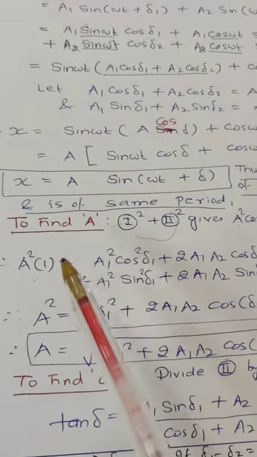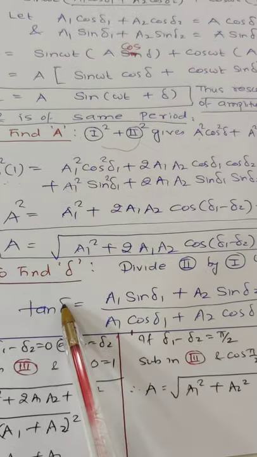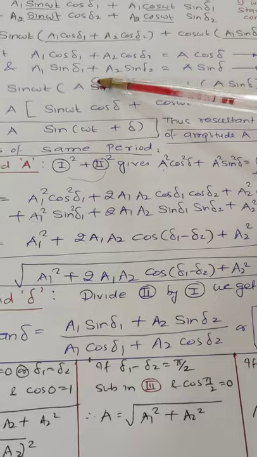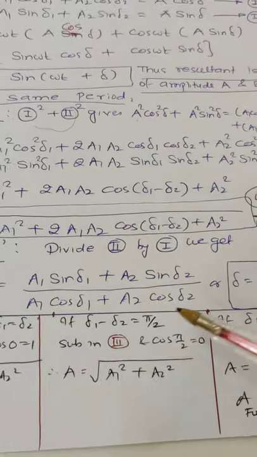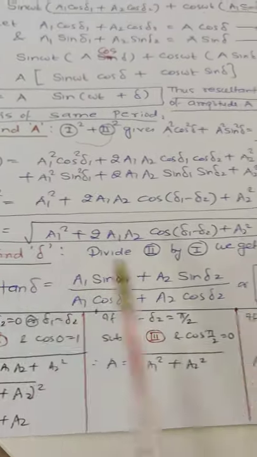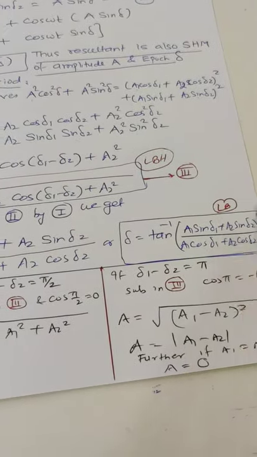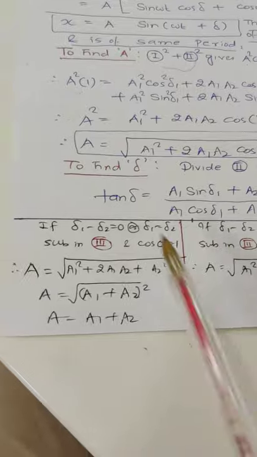tan delta. Sin delta upon cos delta is tan delta, equal to A1 sin delta 1 plus A2 sin delta 2 upon A1 cos delta 1 plus A2 cos delta 2. Or if you have to write delta, then tan inverse of all this. Alright, there are three cases I have discussed.